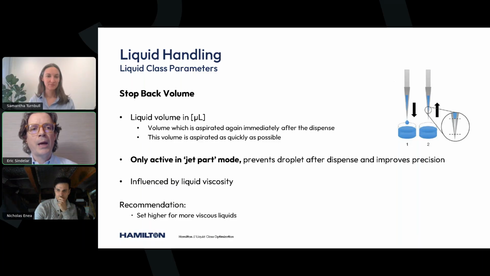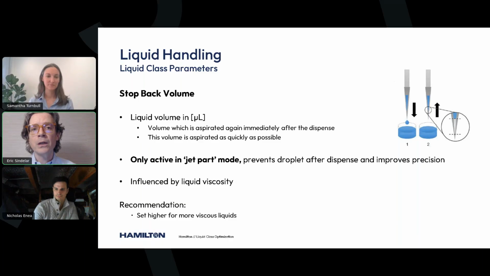So one parameter that may be a little less intuitive is that of the stopback volume. This is a liquid volume which is aspirated immediately after the dispense, and this volume is aspirated as quickly as possible. This parameter is actually only valid and active in jet part mode, which is our mode for multi-dispensing. And this helps prevent droplet formation after each dispense in a multi-dispense process and improves precision overall.